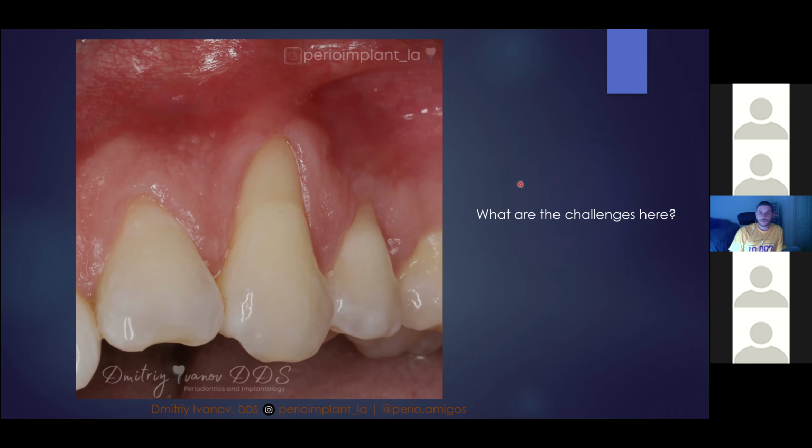So another great case. What are the challenges? The big challenge is how far out this root is, right? The patient had orthodontics and he has some obvious parafunction. You can see a lot of wear on his incisal edges here. This is a big gentleman with a lot of heavy occlusion.